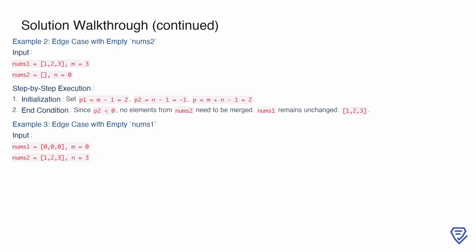In the first edge case, nums1 is 123 with m equals 3, and nums2 is an empty array with n equals 0. After initialization, we set p1 to 2, p2 to -1, and p to 2. Since p2 is already less than 0, there are no elements in nums2 to merge. This means nums1 remains unchanged as 123. The second edge case flips the scenario. Here, nums1 starts as 000 with m equals 0, meaning it's essentially empty, and nums2 is 123 with n equals 3. Because nums1 has no valid elements, all the merging will involve copying elements from nums2 into nums1.